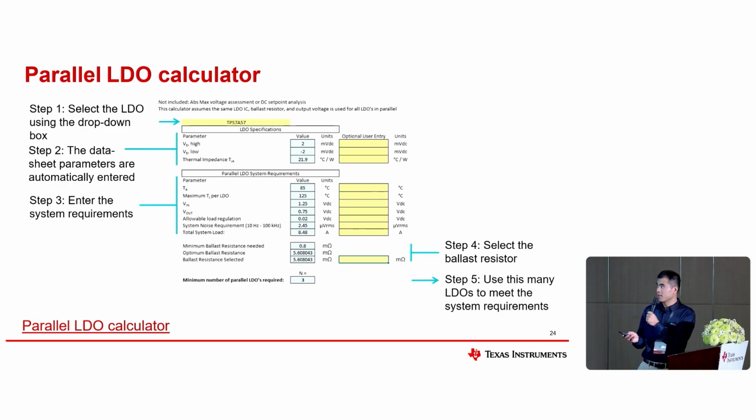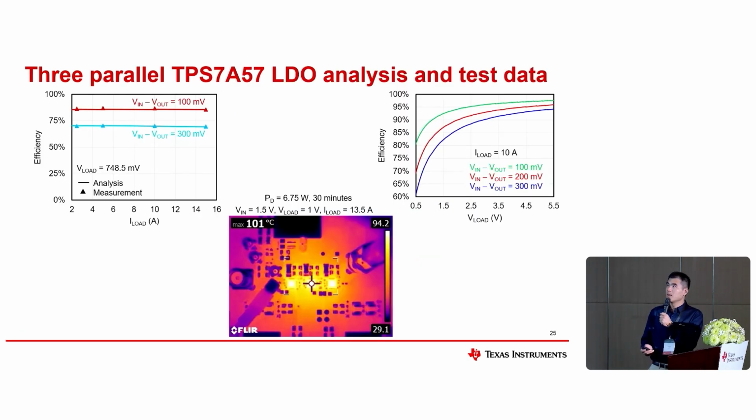So step 5 is using multiple LDOs. This is a comparison for the parallel LDO setup. This is the efficiency comparison between the analysis and the measurement. Yeah, so they match.